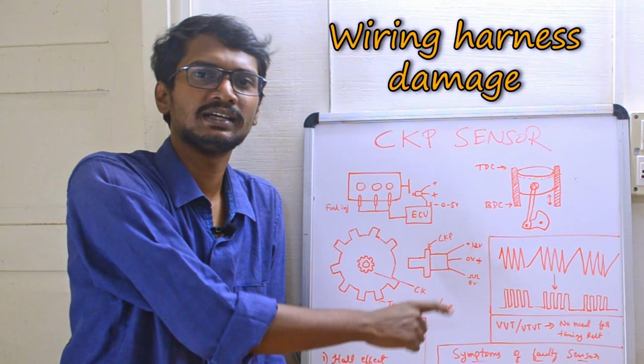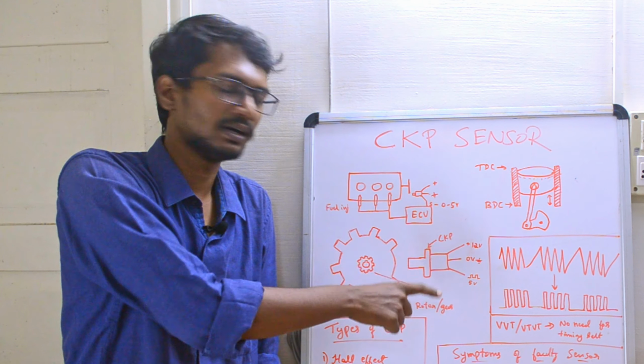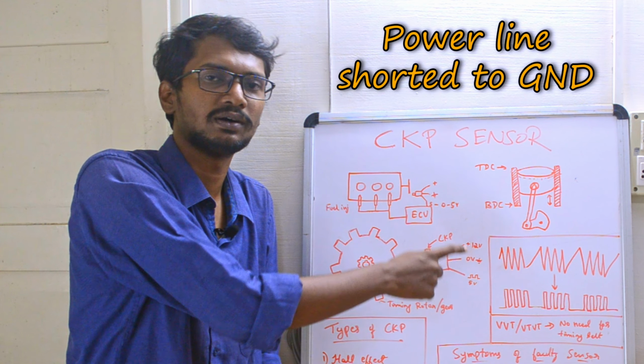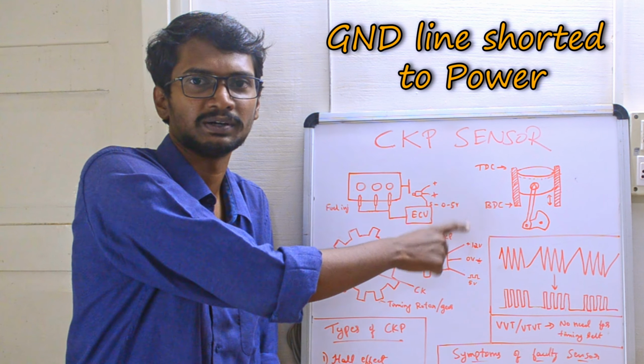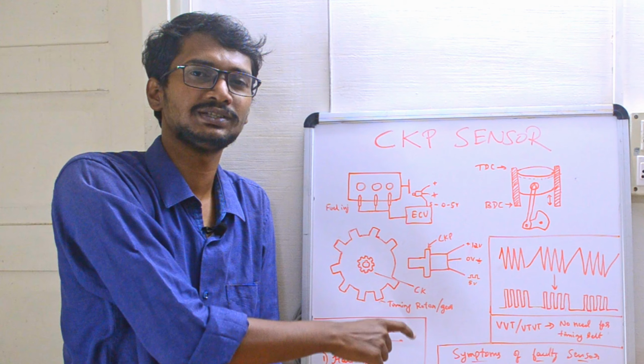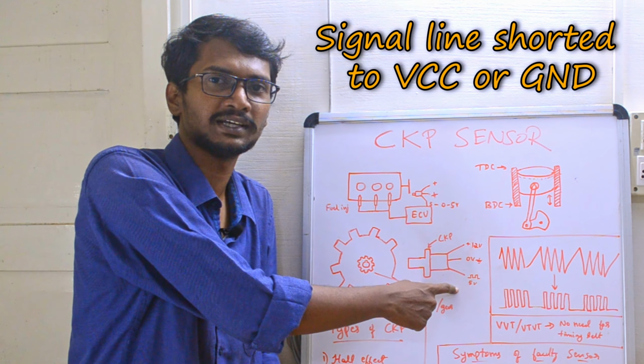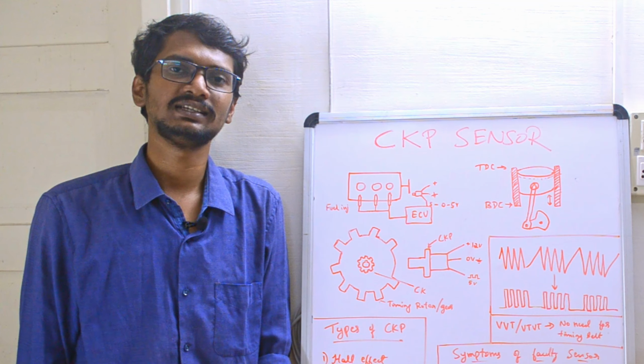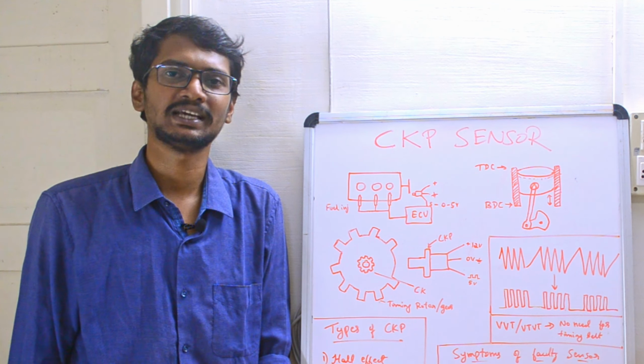That is, either a wire is damaged, or this power can be shorted to ground, or this ground may be shorted to power, or there can even be situations where the signal wire may be short to ground or short to VCC. Thus, the ECU will not get the input of the CKP sensor.